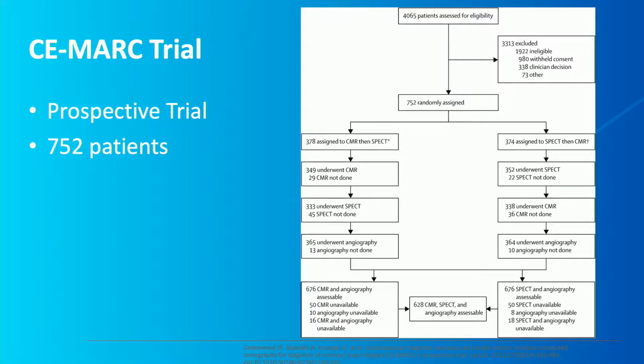It was a prospective trial of 752 patients. They were randomly assigned to either have a stress cardiac MR first, followed by SPECT, or the opposite, SPECT followed by cardiac MR. All of those patients then underwent invasive angiography. And at the end of the day, 628 patients ended up getting the cardiac MR, the SPECT, and the angiography.